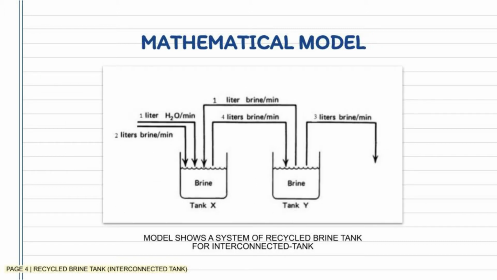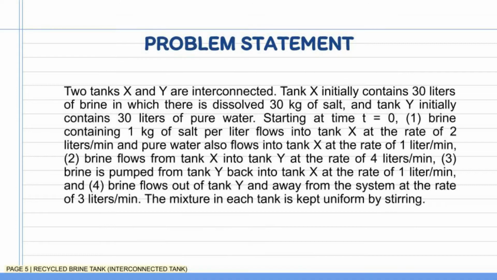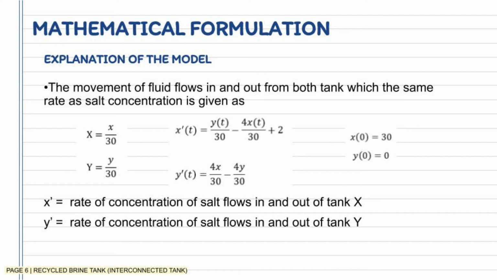Hi, I'm Syafiqa. I will introduce our mathematical model, which is a recycled brine tank for interconnected tank. As stated in the problem statement, the initial state of salt in both tank X and tank Y is 30 kg. Hence, we are required to find the final concentration of salt in tank X and tank Y.